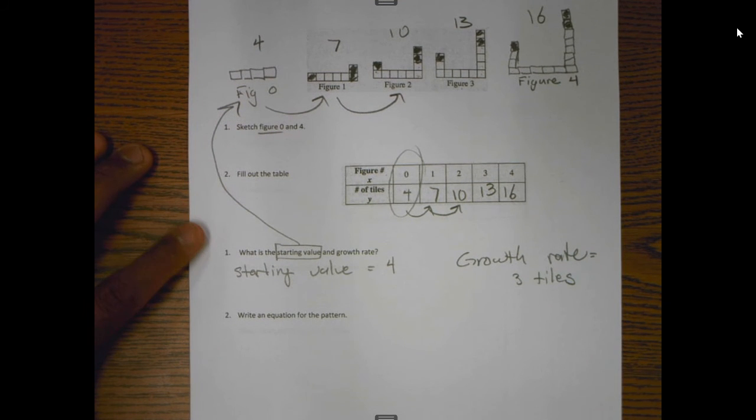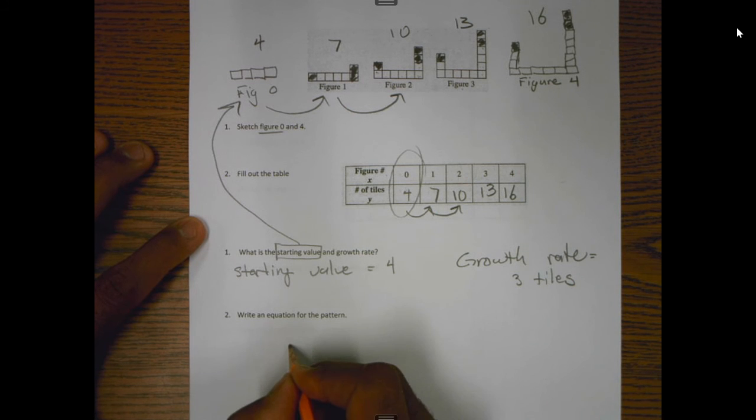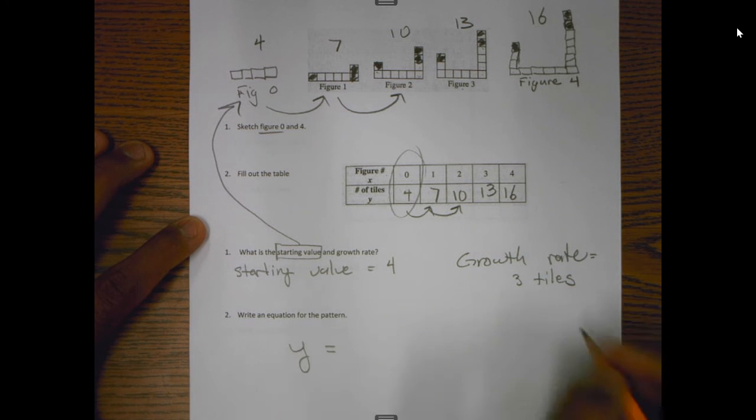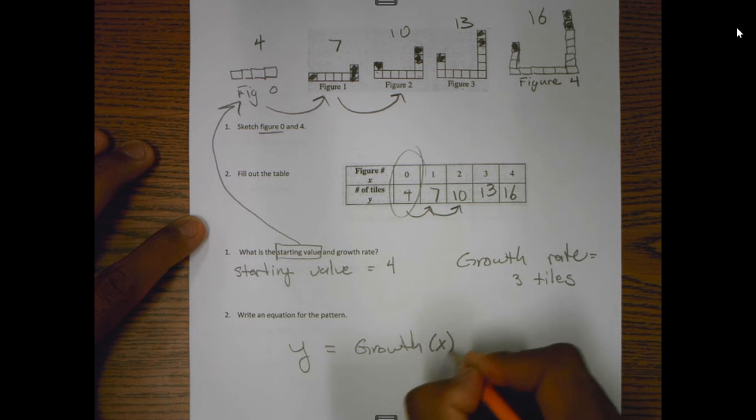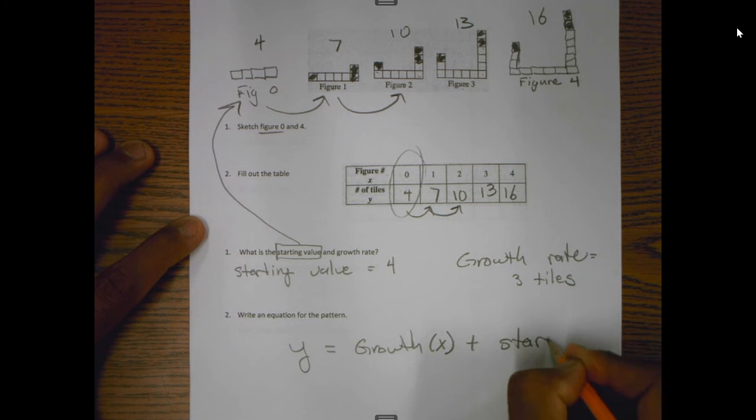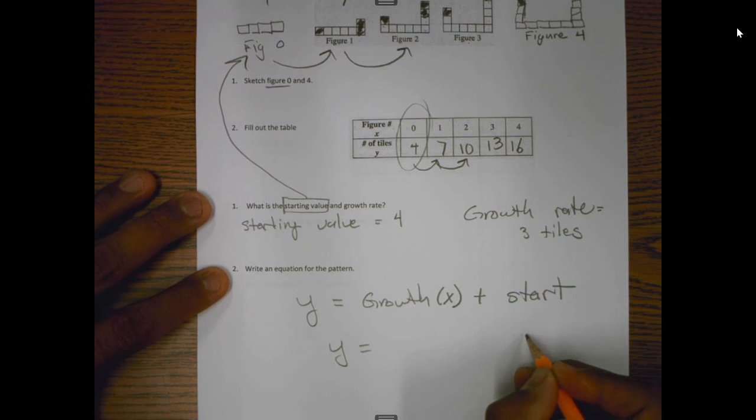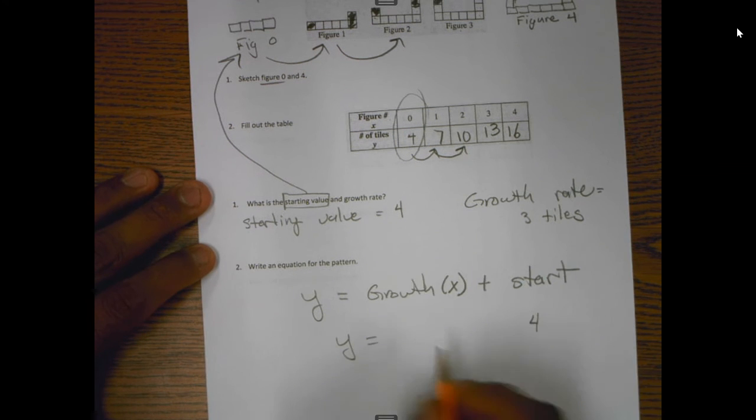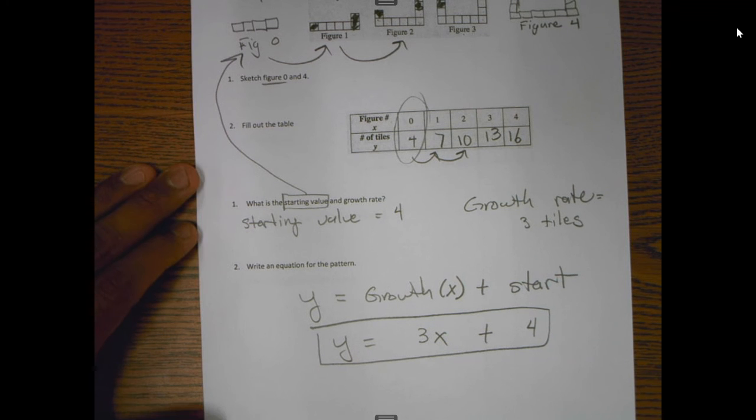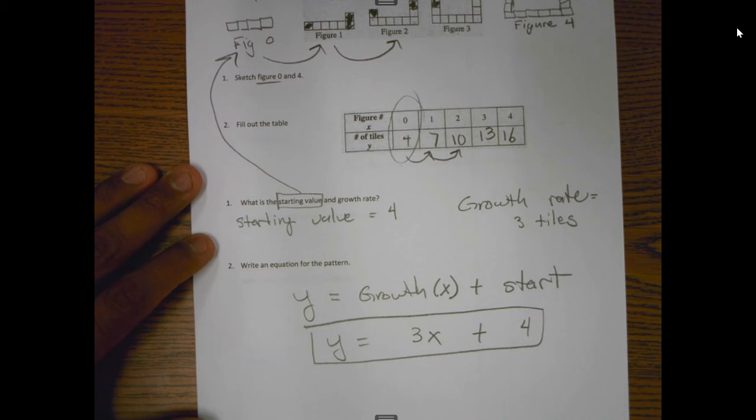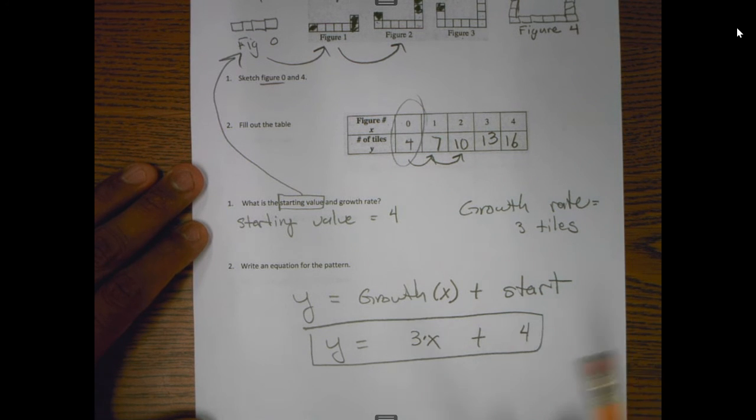Here's the big thing we want to be able to do: write an equation for the pattern. The equation is y equals the growth times x plus the start, what you start with. In this case, we started with the 4, and then we grew with a 3. And so that is the equation: y equals 3x plus 4. It has a start, and how much it grows by times how many times you have it.